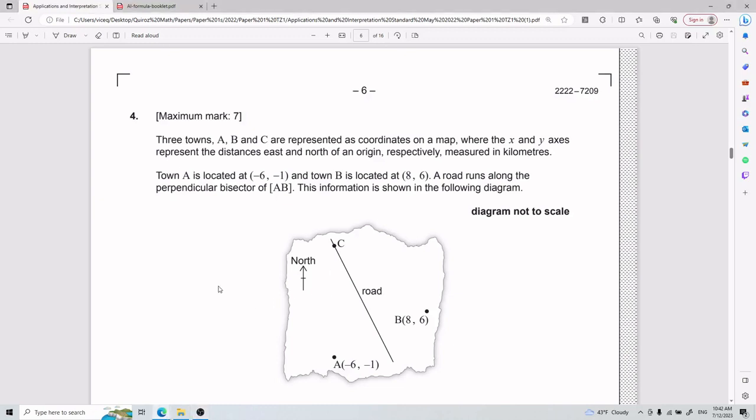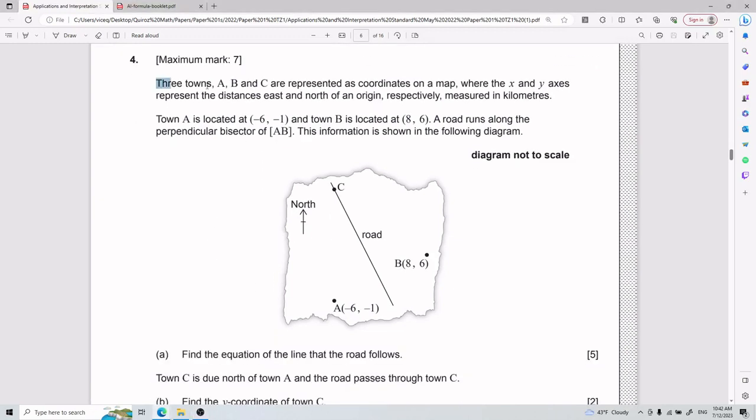All right, for this next one, number 4, we have that 3 towns, A, B, and C, are represented as coordinates on a map where x and y axis represent the distances east and north of an origin. That is why we have this north symbol over here, and technically we should have an east symbol over there. So that would be my x, that would be my y.